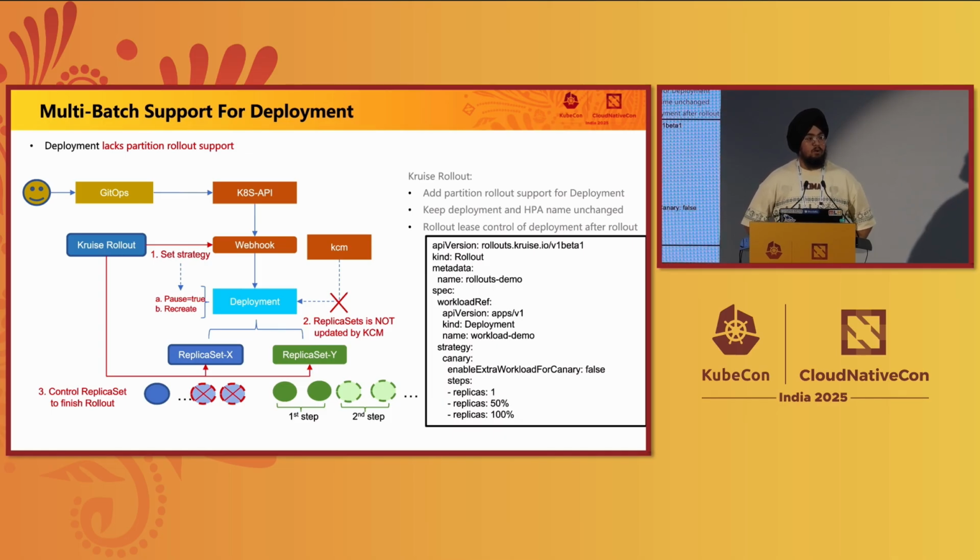And after the rollout is completed, we also release the deployment. We set it again to untrue, false, so that after the rollout, it's released. So here you see a basic example. You see we have specified the API version, metadata, and spec. In spec, you see workloadRef.